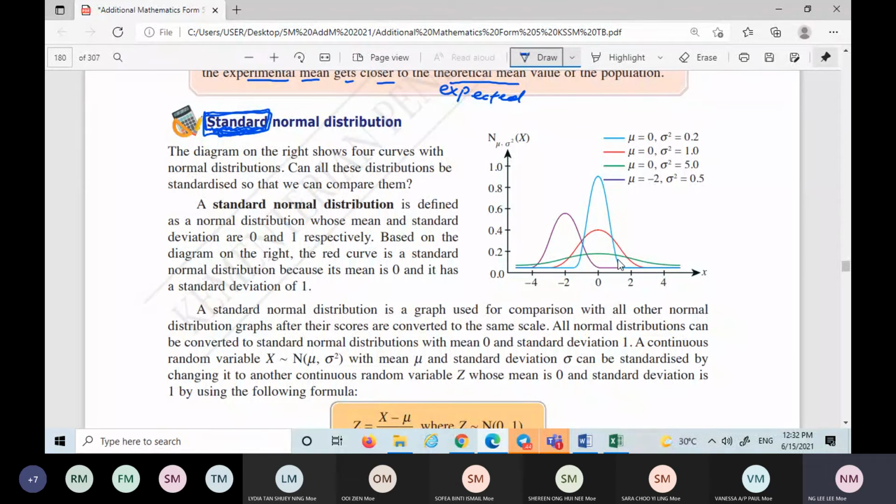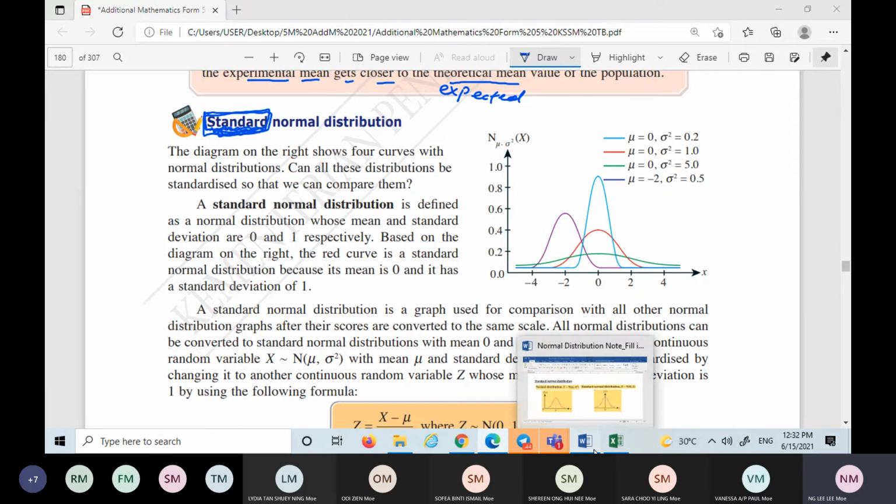You look at 1, 2, 3, 4 here. These three have the same mean, but the fourth one has a different mean from the first three. The fourth also has a different variance. After this we will refer back to this graph again. What we want to see are the properties of the standard normal distribution. Now we go to the notes.